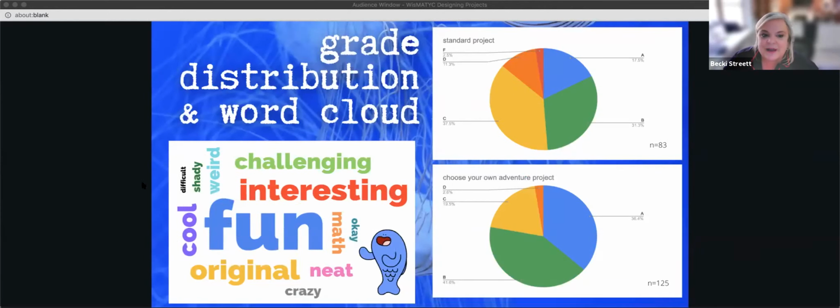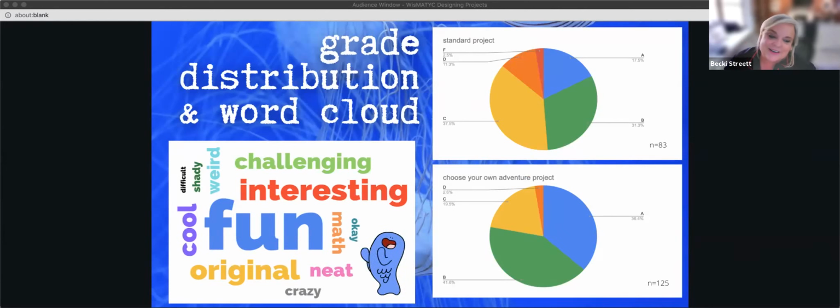Grade distribution, the pie chart at the top. On the right, the blue and green shows the A's and B's. So the first time I did the shade ball project, I was so happy that many of my students got A's and B's, but if you look at my latest iteration, it has grown a lot, which I love.